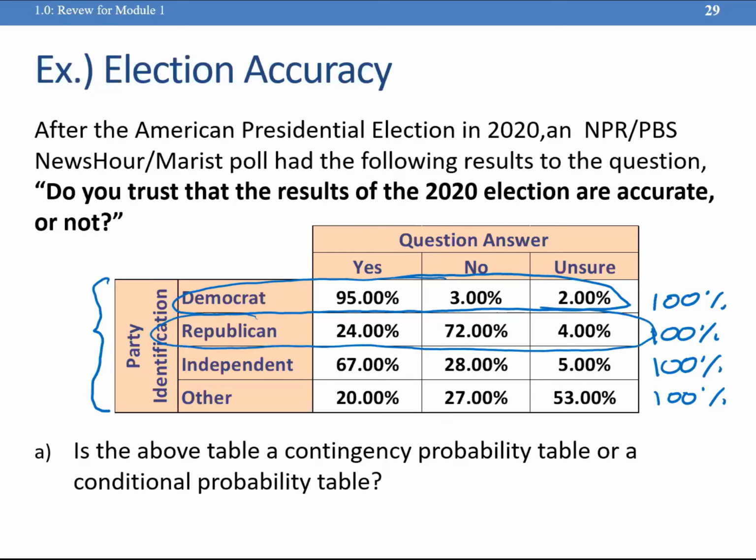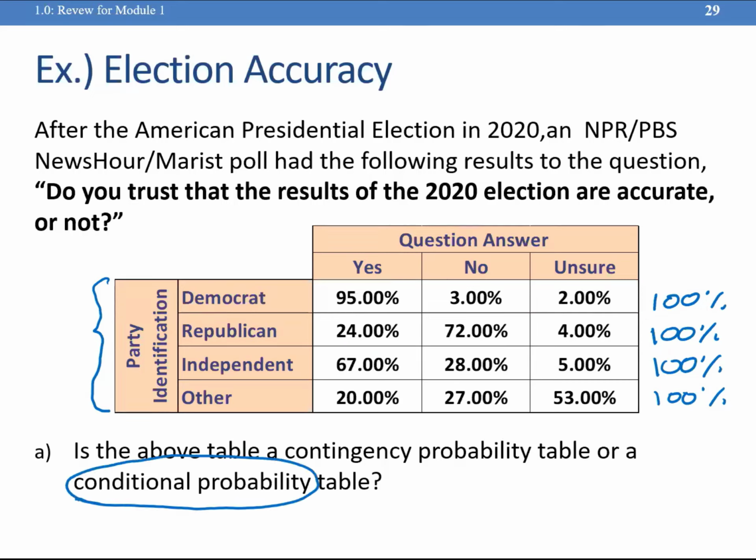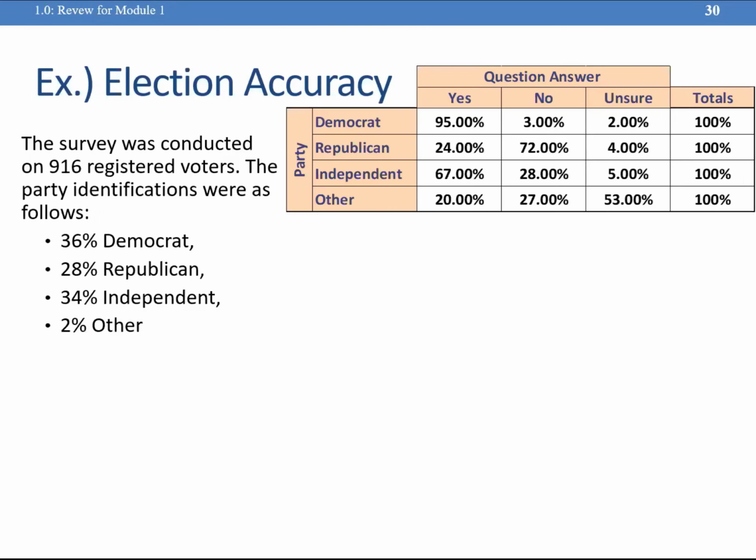Do those results really surprise you? That there are some partisan lines to those opinions on trusting the election? Not so much. I think we all know that there's some partisanship going on there. So this is a conditional probability table, and the condition is party identification. Now we're going to use these results to answer some questions.